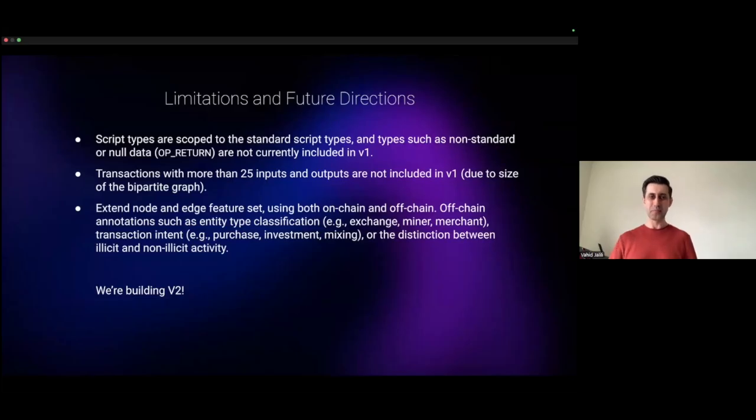In terms of limitations, as I said when we were discussing addresses, an address is an easier and simpler way of representing a script, but it is not complete. So there are non-standard scripts, some of them like OP_RETURN, where you cannot really derive an address for them. So this is a limitation in this graph, that they are not included in V1. We're actually building V2, and that is solved in V2.